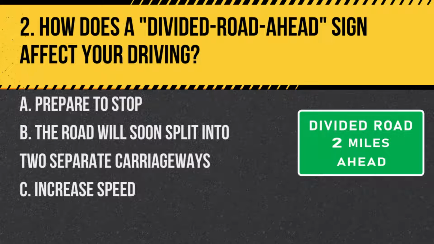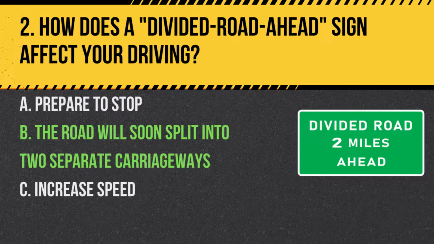Question 2. How does a divided road ahead sign affect your driving? A. Prepare to stop. B. The road will soon split into two separate carriageways. C. Increase speed. Answer B. The road will soon split into two separate carriageways. This sign is used to warn drivers that the road ahead is divided into two one-way roadways.